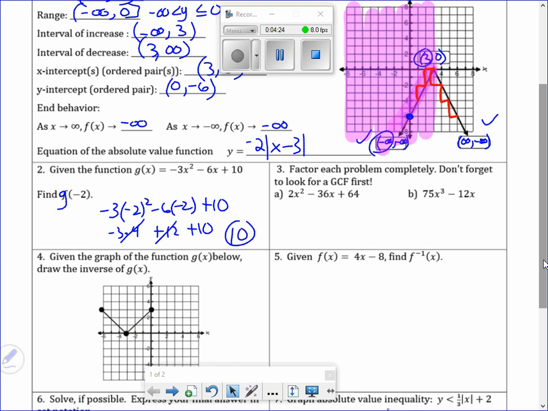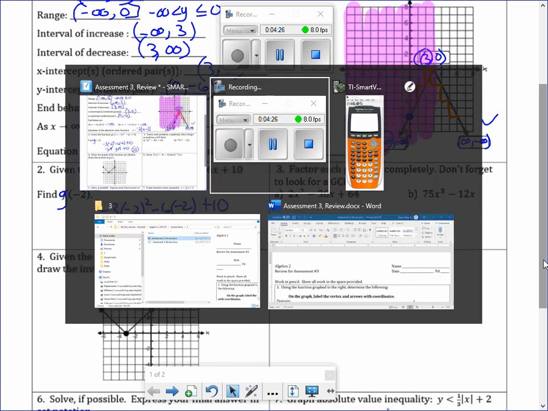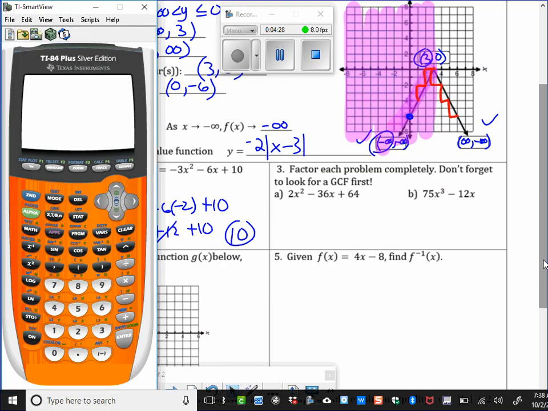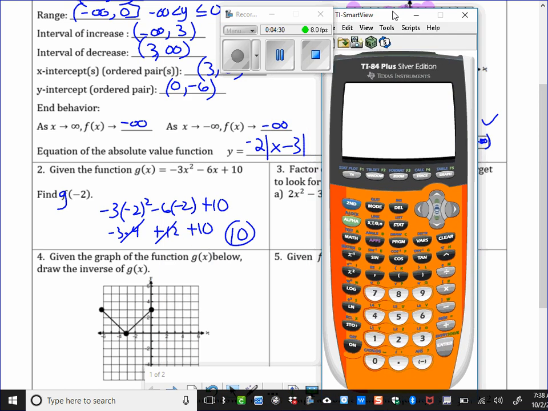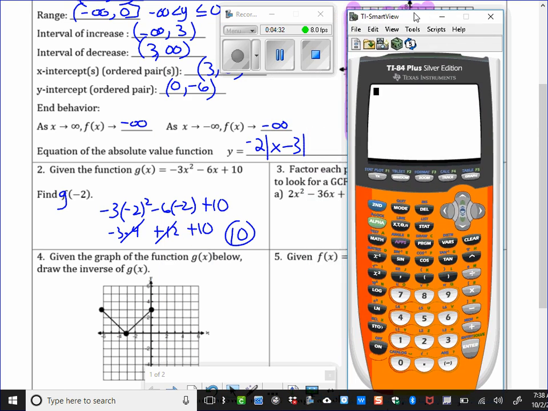Of course, if you're going to put that in your calculator, make sure you put parentheses around all your negatives, and it's a good idea to put parentheses anyway. So basically what I wrote, negative 3, and then your negative 2 squared, minus 6, parentheses, negative 2, and then plus 10. All right, and pop this, same answer.